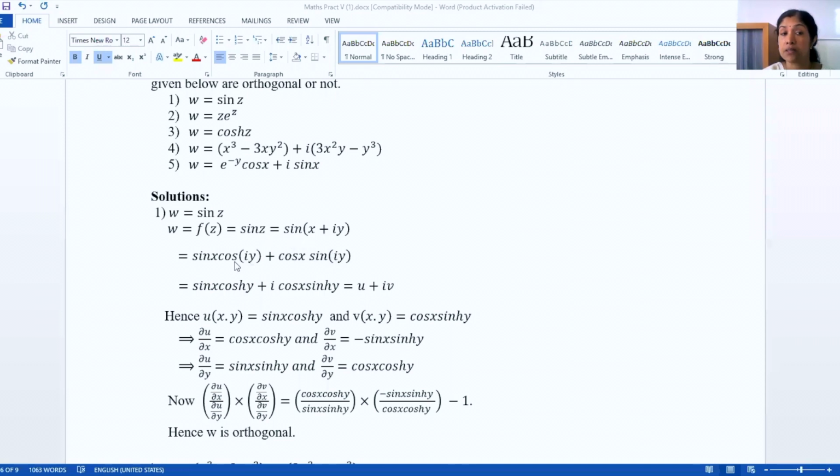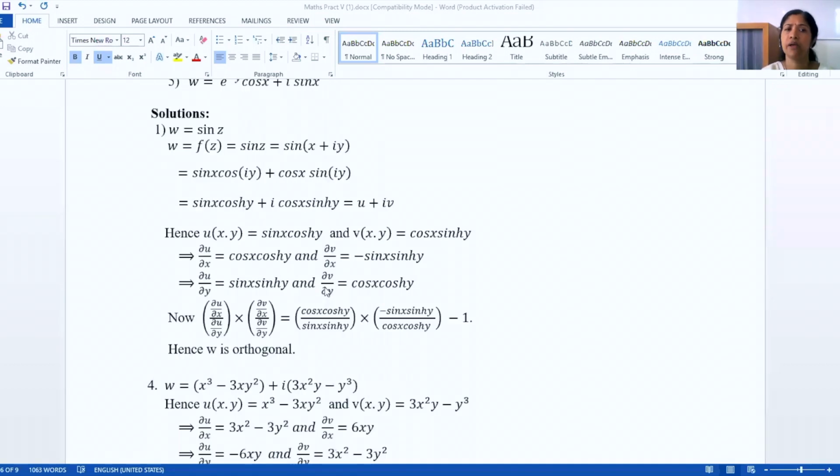And then you have learned the result of how to convert this trigonometric function to hyperbolic function so as to get rid of i. So cos iy is equal to cos hy and sin iy is equal to i sin hy. i comes out of the trigonometric function, and then you will get the hyperbolic function. So you will get the real part and the imaginary part separately. You will get u as sin x cos hy and v as cos x sin hy. And we have done all this.